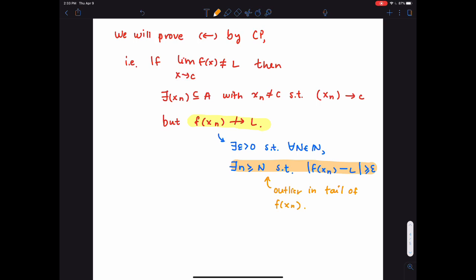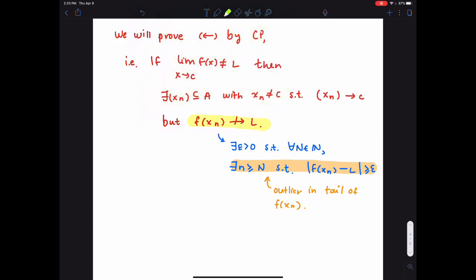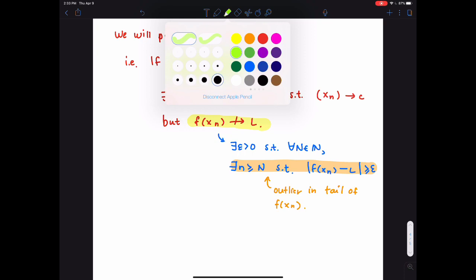Now, I'm going to draw us a sample picture. Before I do that, let's just make sure also that we understand what this definition of the limit not being L is. I'm going to write that out.